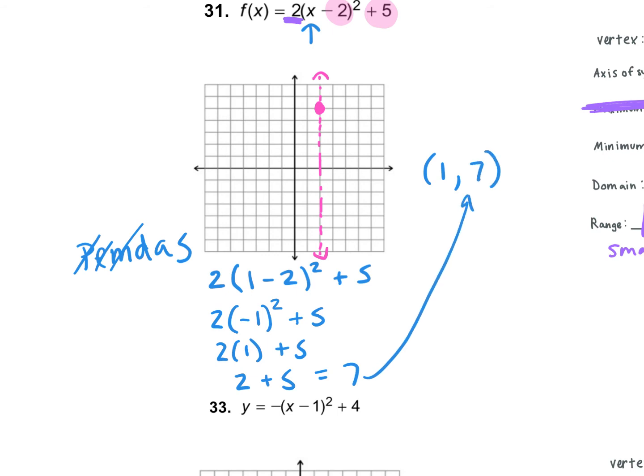So I'm going to go to the right 1 and up 7. So there's another point on my graph. Where would my third point be? Awesome. To the right 3, up 7. Since I'm one space away on the left side of my axis of symmetry, I need to be one space away on my right side too. And then I draw the parabola.